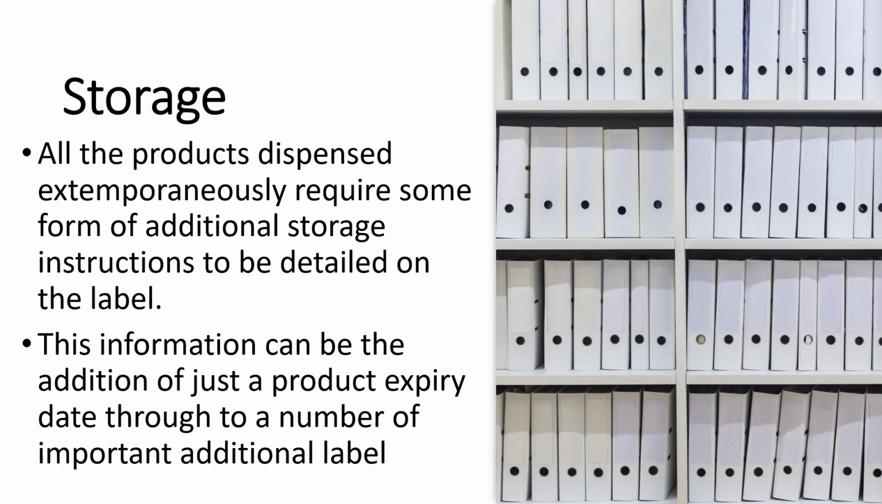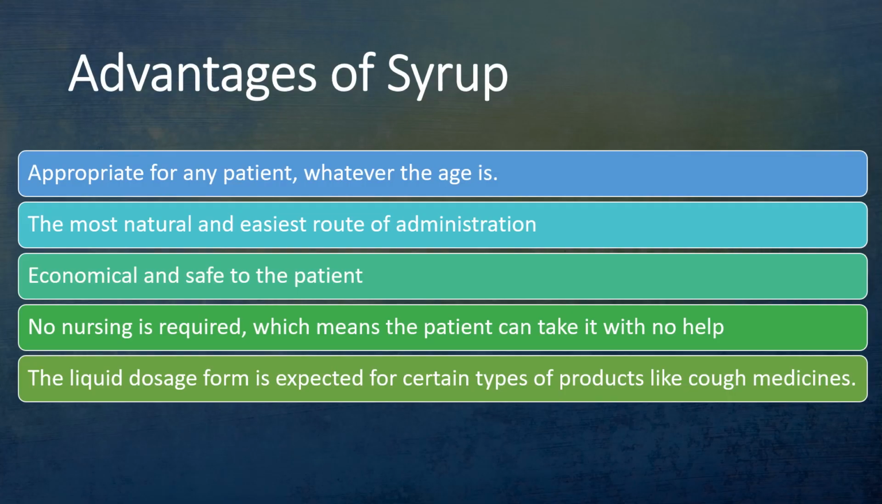After labeling, the pharmaceutical preparation has to be stored, which requires some form of additional instructions to be detailed on the label. This information can be the addition of just a product expiry date through to a number of important additional label instructions. So what are the advantages of syrup?